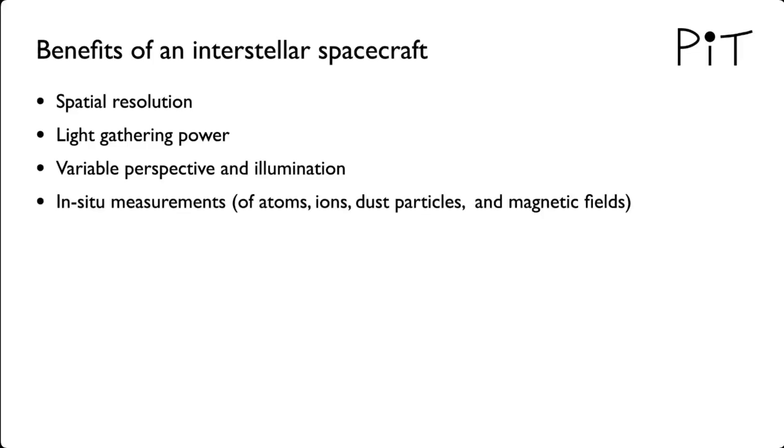The other benefit is in situ measurements of atoms, ions, dust particles, and magnetic fields. Just as interplanetary spacecraft already do in the solar system, an interstellar spacecraft could measure these directly. This obviously can't be done from the Earth, where we only have photons to go on. Finally, if a spacecraft not only goes into orbit around an exoplanet, but drops probes to fly through the atmosphere or land on its surface, say, then we enter a whole new realm of exploration that is not possible remotely at all.